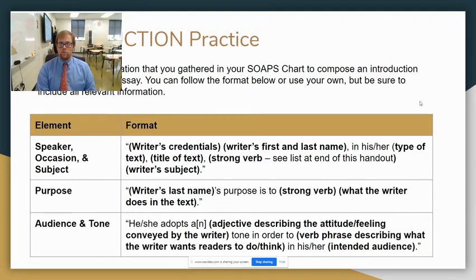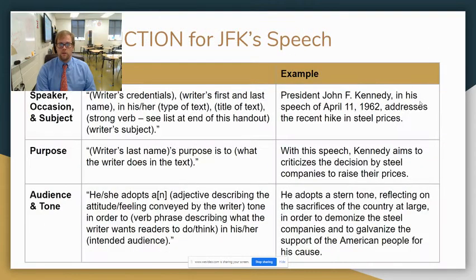Okay, so hopefully you have a paragraph in front of you, and your introduction may not be exactly like mine, but here's an idea of a way that this might be put together. So you can see that I chose to write this introduction paragraph. President John F. Kennedy, in his speech of April 11, 1962, addresses the recent hike in steel prices.